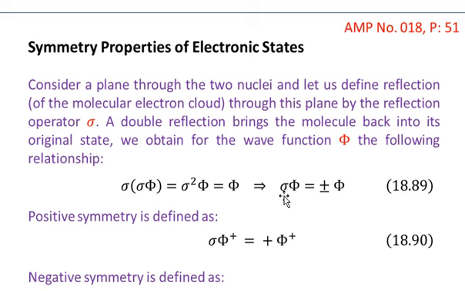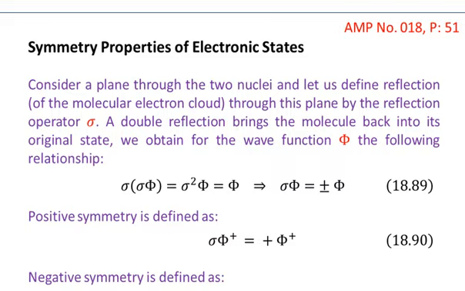So it means that when an individual sigma acts on phi, it will produce two possibilities, either plus phi or minus phi. And you know that the second application of sigma on this plus or minus phi will return the function back to its original function phi. So here I am talking about only a single reflection operation on the wave function phi by the operator sigma, which is the reflection operator. And I am producing plus or minus phi over here.